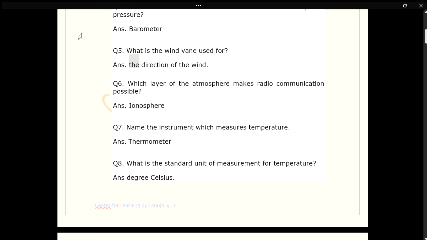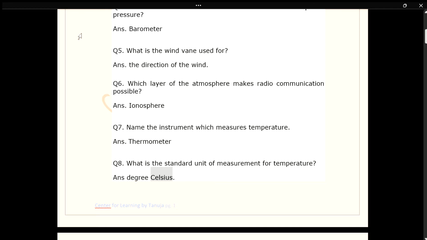Ans. The direction of the wind. Q6. Which layer of the atmosphere makes radio communication possible? Ans. Ionosphere. Q7. Name the instrument which measures temperature. Ans. Thermometer. Q8. What is the standard unit of measurement for temperature?